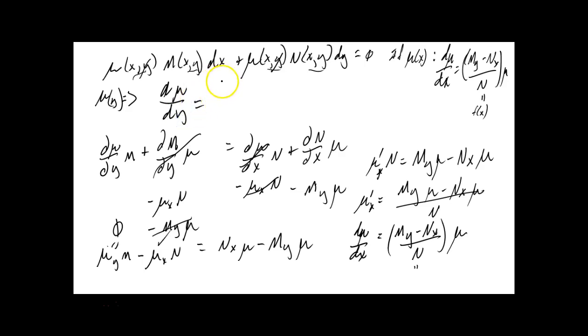It looks fairly similar here. And here's what that would be: N sub x minus m sub y over m times mu, which is a function of y alone. So these are the two things. So if this comes up being some function of y alone, then we're okay.